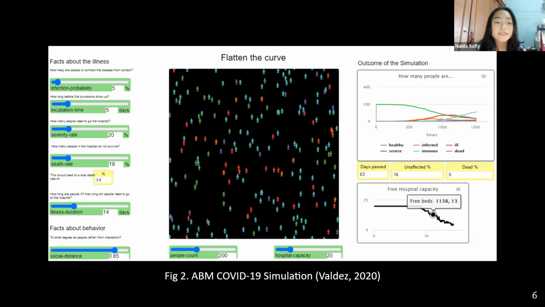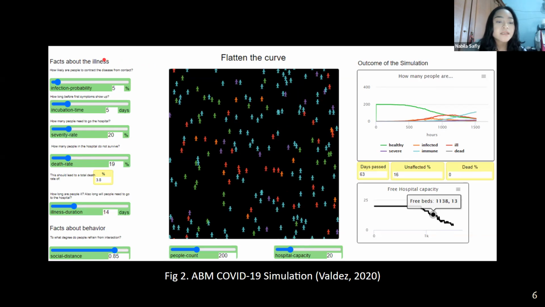In 2010, Valdez made an ABM simulation to see the behavior of the COVID-19 spread by adjusting the physical distancing parameters and the hospital capacity provided. In accordance with the characteristics of agent-based modeling, agents have various characteristics during simulation. Some agents have the same characteristics and some are different. These characteristics will be set directly through several parameters.